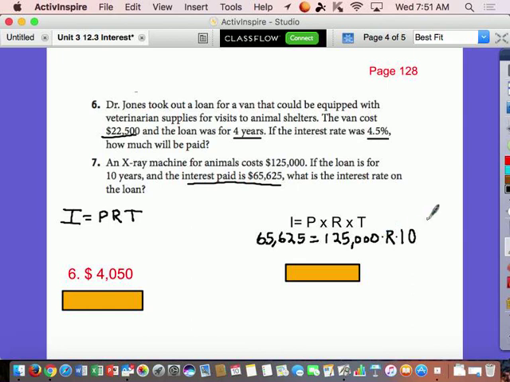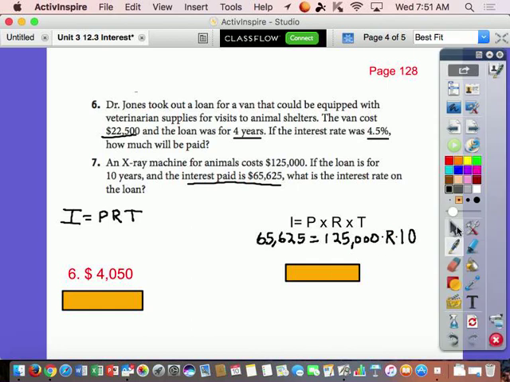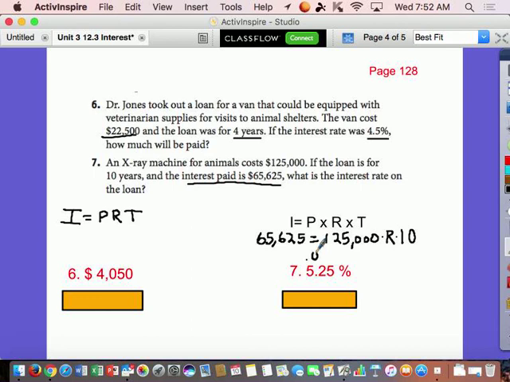And then this is a two-step equation. Multiply 10 times 125,000, divide both sides by that number, and it will give you a rate. This is a great one to use a calculator for, but the rate you get is 0.0525. Remember, when you type it in the calculator, your answer probably came up as that. But you know you've got to convert that into a percent, 5.25%. Remember, it's just 2 jumps. Percents to decimals, decimals to percents.